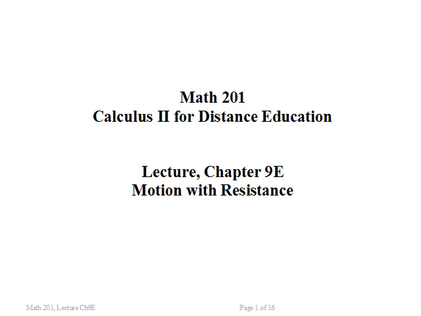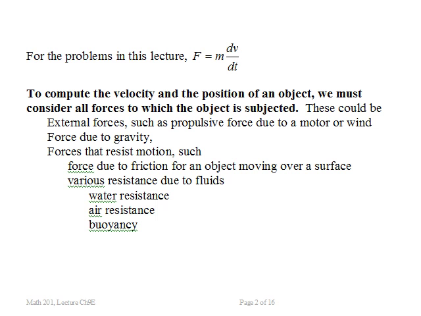This is Lecture 9E on the equations of motion with resistance for Calculus 2. The way you derive the terminal velocity is that you must include all the forces to which the object is subjected. And these will include your external force that we always did, for example, a wind or a motor or the propellant in a pop bottle rocket. We include the force due to gravity, fine.